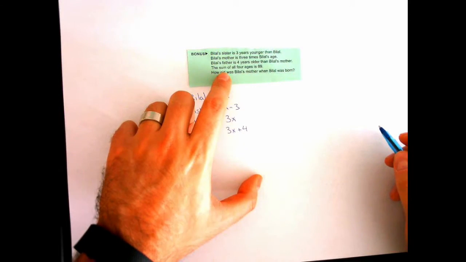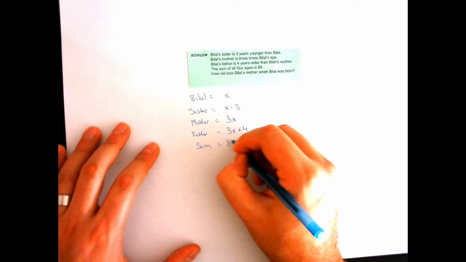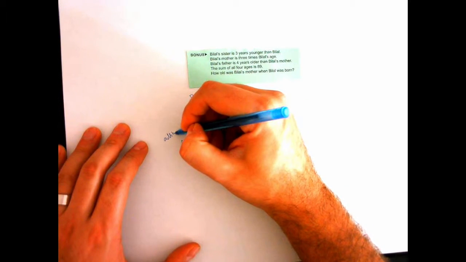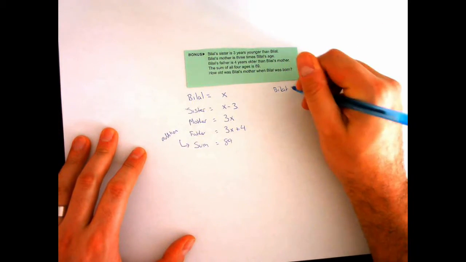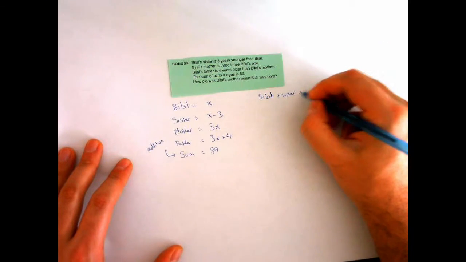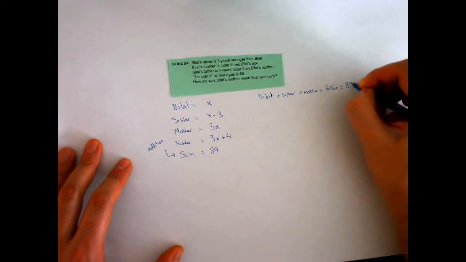And it says here, here's another important piece of information. The sum of all their ages is 89. And remember, last time we said sum is addition. So now we have all sorts of algebra here. We have x's, we have minuses, pluses, and multiplying. This is fantastic. So our next step, because we know we have to add, Bilal plus sister plus mother plus father, and that's going to equal 89.